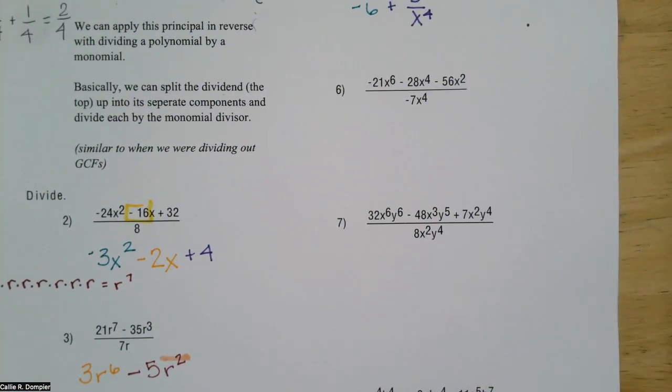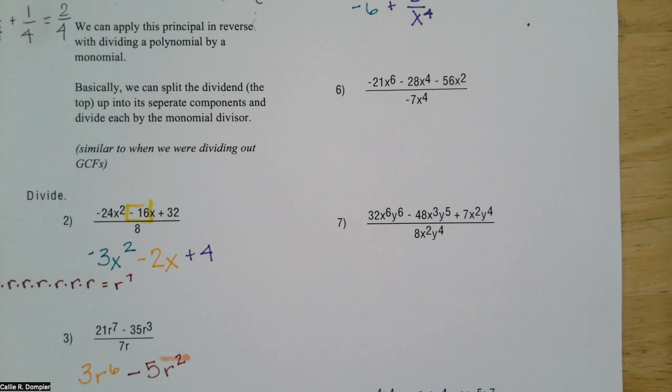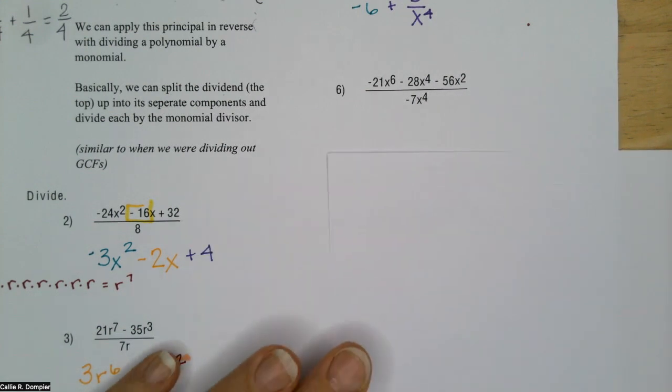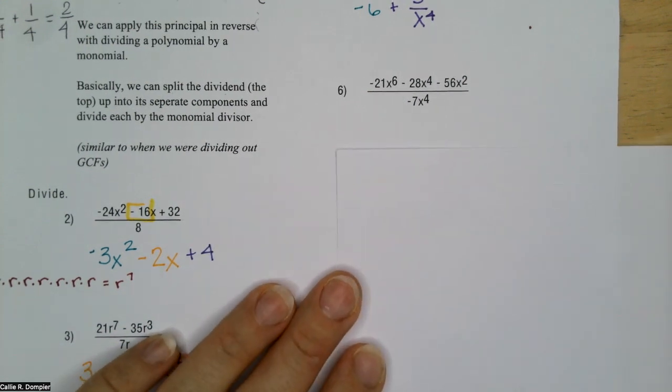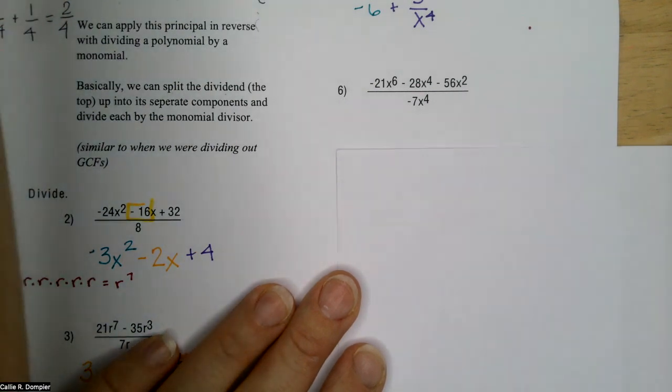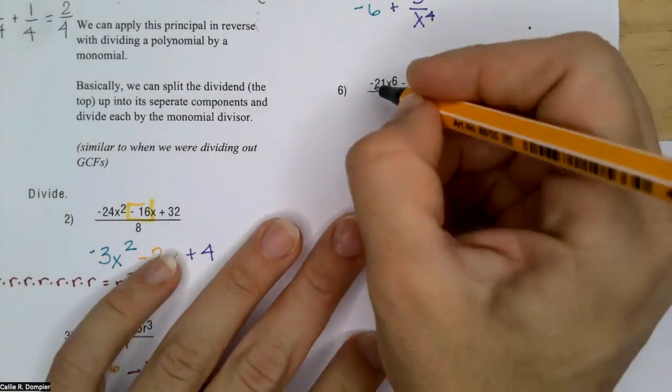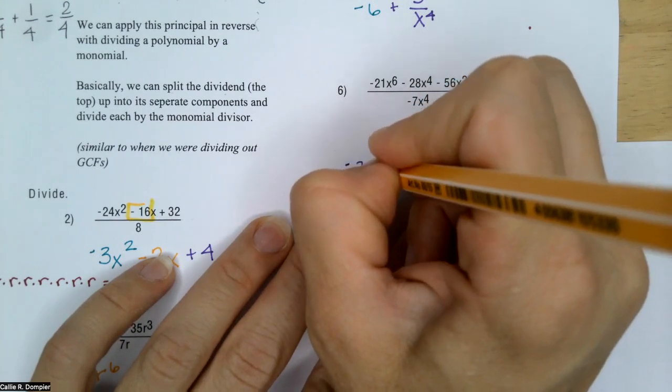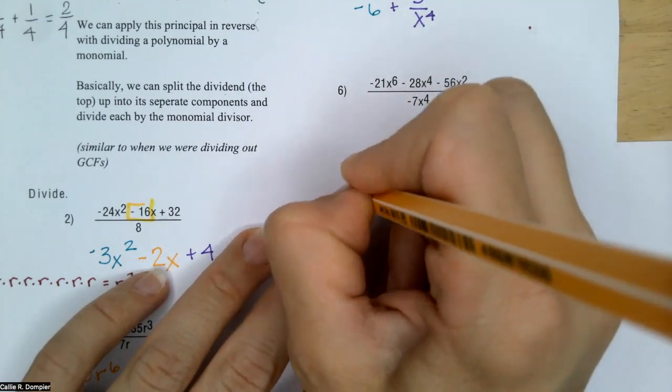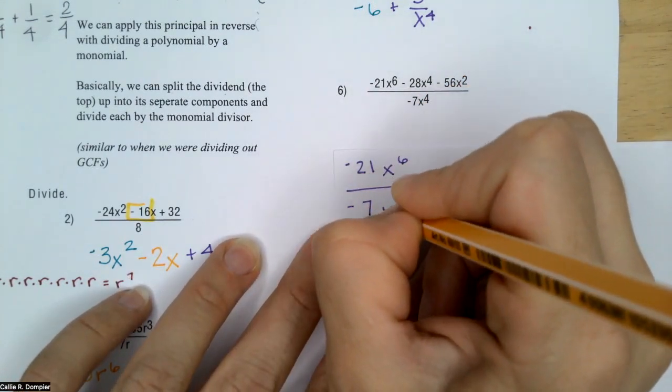Number 6 asks us for negative 21x to the 6th minus 21x to the 4th minus 56x squared all over negative 7x to the 4th. So we're going to separate those into 3 different parts, starting with negative 21x to the 6th over negative 7x to the 4th.